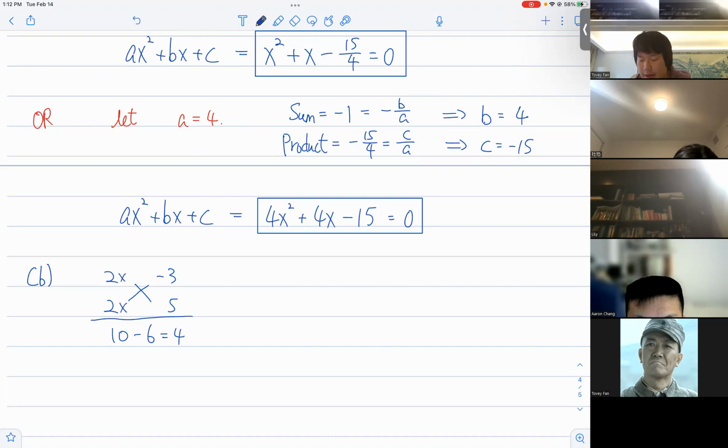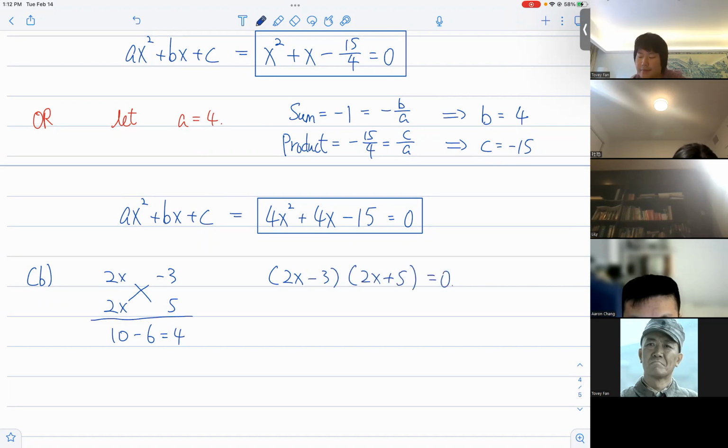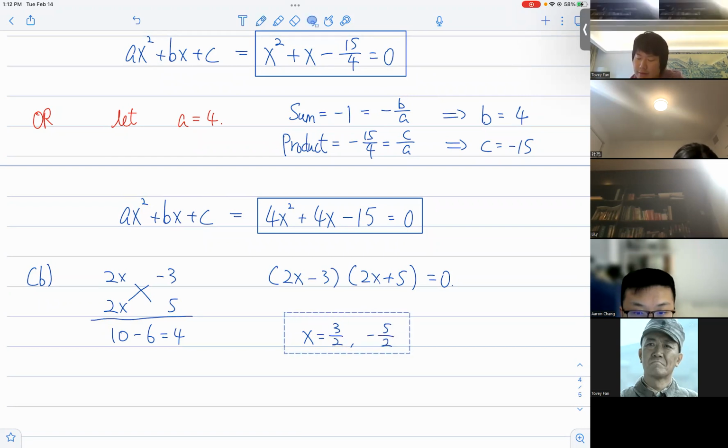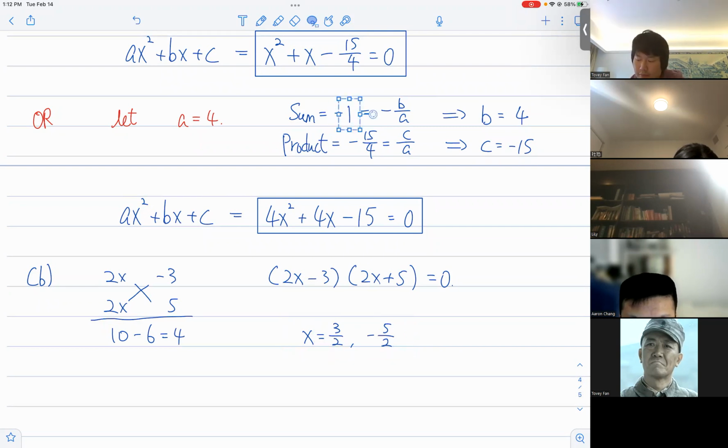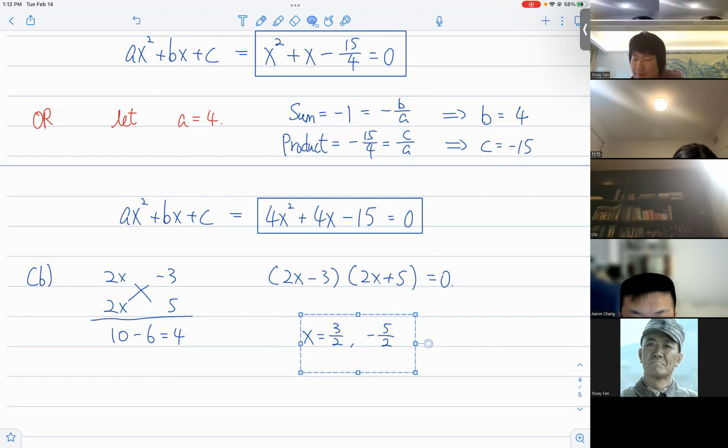Okay, put your x back. So the two factors are 2x minus 3, 2x plus 5. Equal to 0. So the solutions are, the first one, 3 over 2. Second solution, negative 5 over 2. To confirm it, you see the sum of roots is negative 1, right? Right, the sum of roots is negative 1. And the product of roots, if you multiply them, is negative 15 over 4.